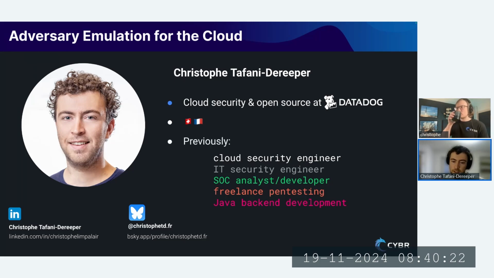Previously, I've done a few things. I started actually doing some Java backend development. Then I did a bit of everything from pen testing. I worked in a SOC for a bit. Then I was more on the traditional IT security side. And finally, I was on the cloud security side, which is how I picked up some cloud security and container security experience. This is my socials. I think I have the wrong one for this one. The second one is on Blue Sky, the new fancy social network.